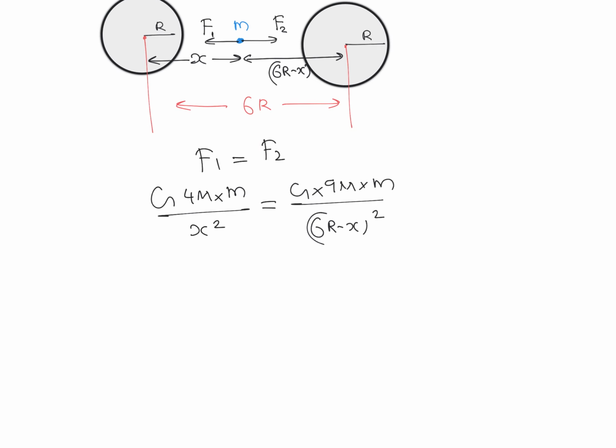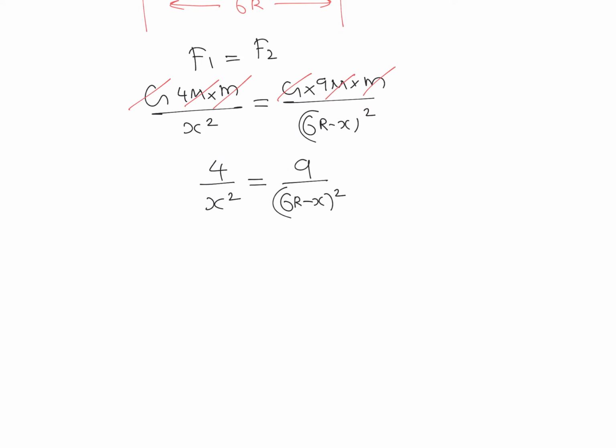So we can cancel the capital M on both sides, the small m, and the G over here and this G over here. Now our equation becomes 4 by x square is equal to 9 divided by (6r minus x) the whole square. Over here sometimes students make a mistake and try to square this. Don't do it, just take a root on both sides. If you square this, the equation is going to be a quadratic equation. We don't want a quadratic equation, we would like to convert it into a linear equation.